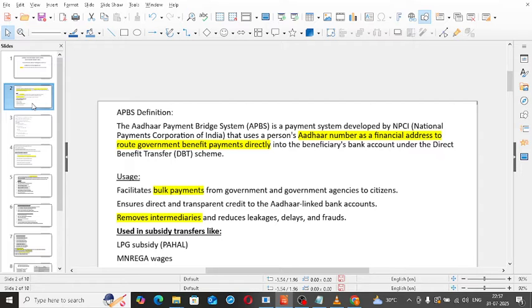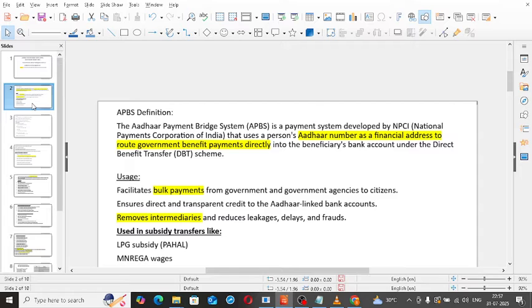APBS definition, Aadhaar Payment Bridge System definition. Instead of your account number, they initiate the transaction via your Aadhaar number. They never use any of your financial information. In the payment file, they are given just the Aadhaar number and amount, and the transaction is initiated. This is the simple definition of the APBS system.